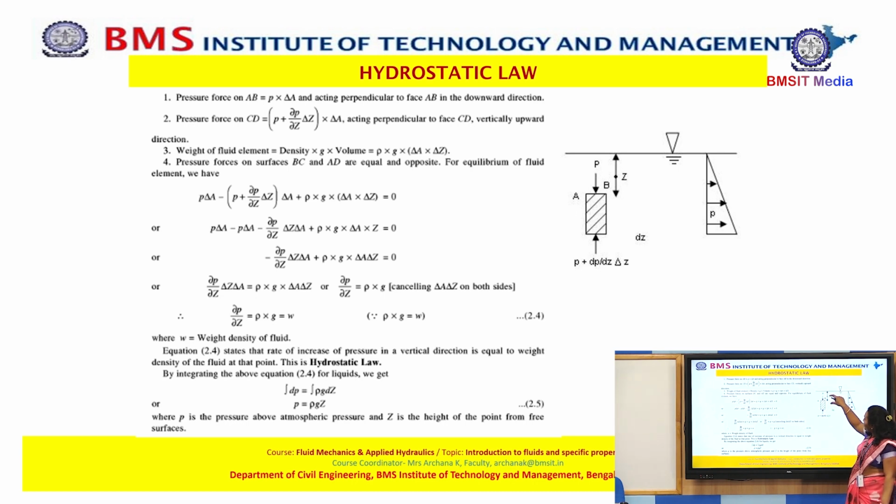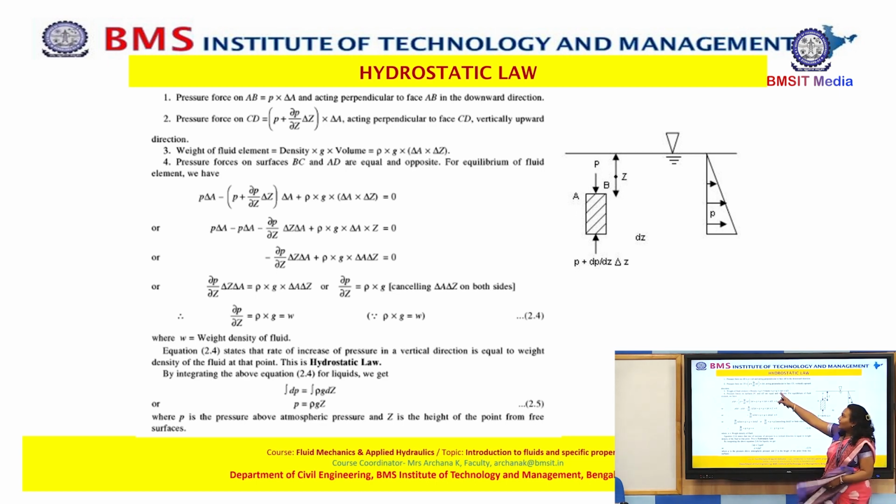Because there's a pressure P at level AB, and as we go below, we have assumed that the pressure is going to increase. At what rate is it going to increase? It is increasing at dP by dz. It is increasing at a rate of dP for a length of dz, into the total length delta z. So what are the forces acting on this object?